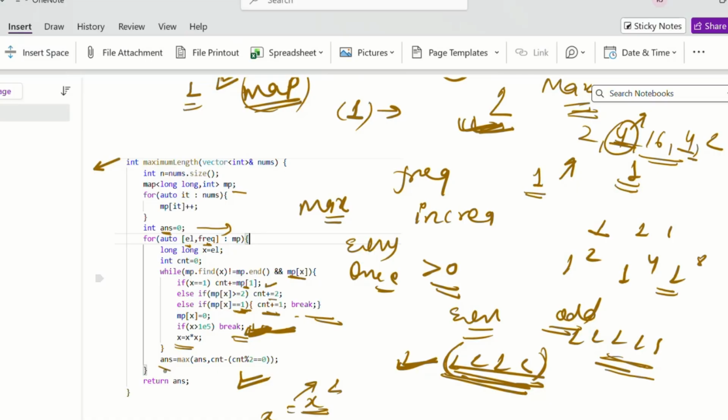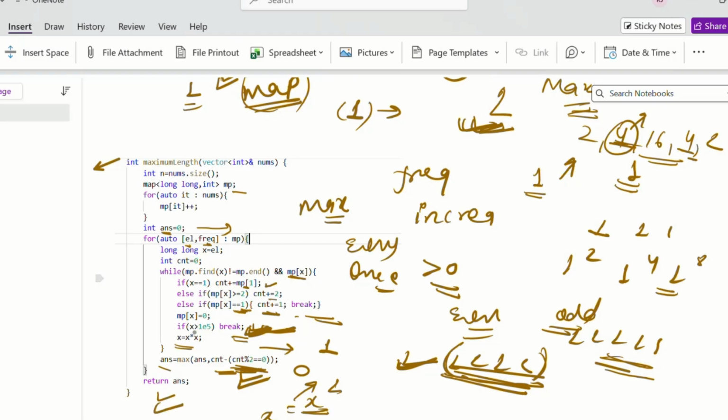And at the end, we can do answer equals the maximum of answer and count minus this. Why am I doing this? Because this will give me 1 if my number is even, and it will give me 0 if my number is odd. So automatically, if my number is even, it will do count minus 1. That's why I'm doing it here, and at the end I can return my answer.